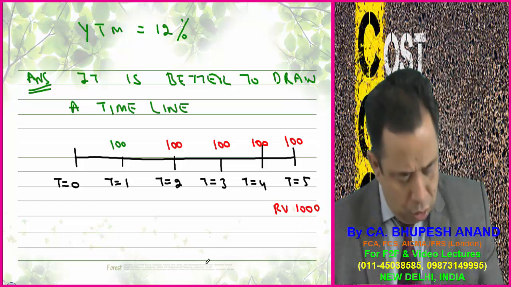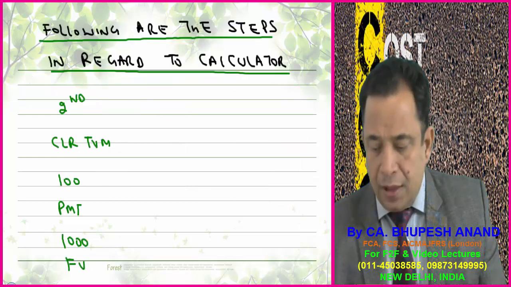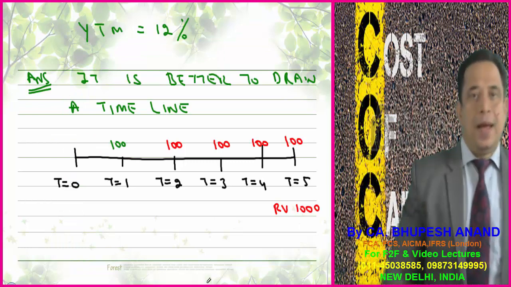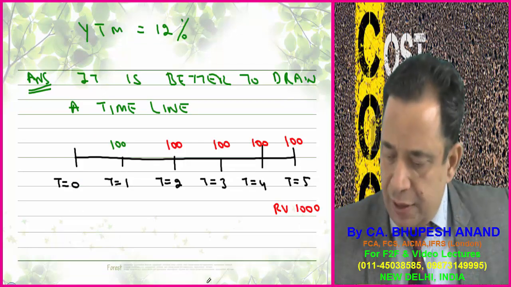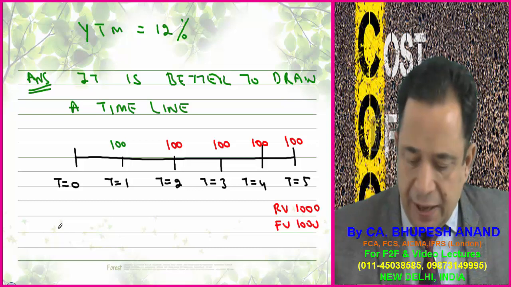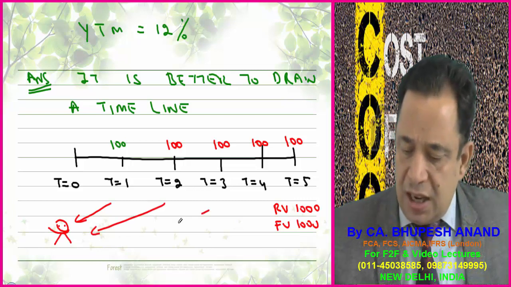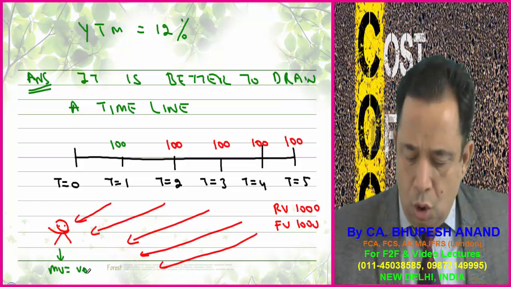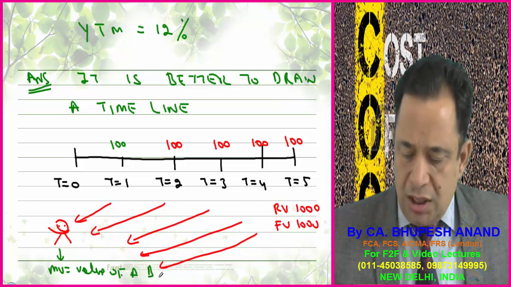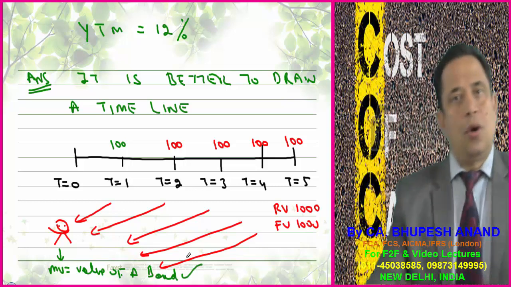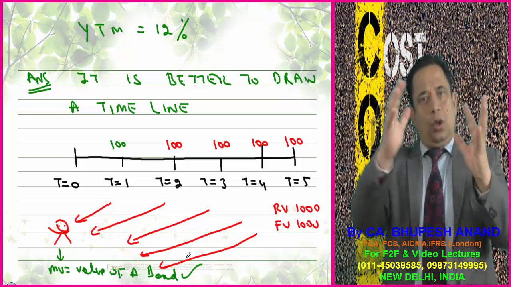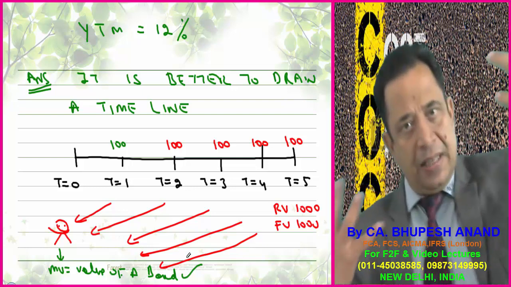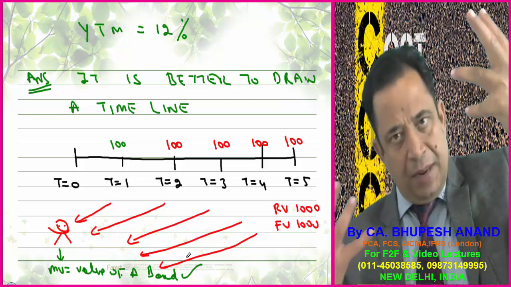Redeemable value is 1000. If I want to calculate with the help of a calculator, these are the steps I have used. I want to calculate the present value. I am given the future value, that is the redeemable value which a bondholder will be getting. So how much is the current value, which is named as the market value or value of a bond? It is a very simple concept. I will add all those future cash inflows, calculate the present value, and that total figure is named as the value of a bond.